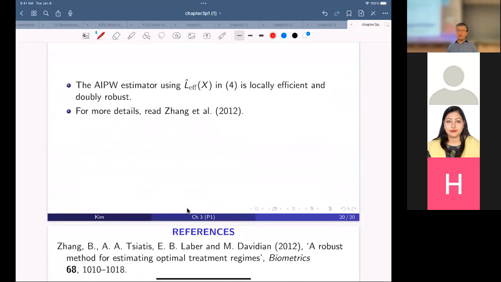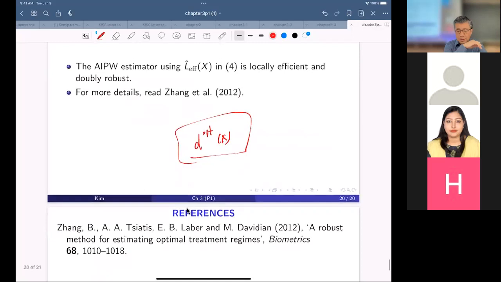So that's all for value estimation for today. Next week we'll discuss finding the optimal regime, how to find the optimal regime. That is the topic.